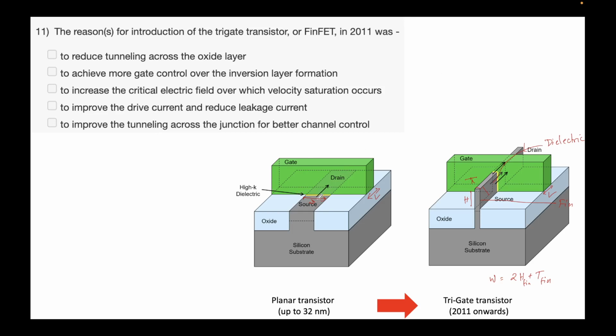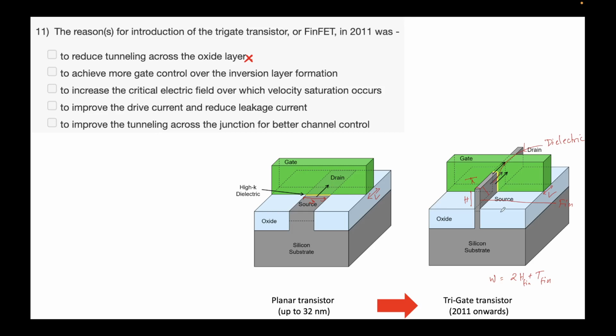So the channel will be formed over here, right? This is the length from source to drain. This is the positive bias, so electrons will be flowing in this direction. A channel is formed underneath this green region, correct? Now what if there were a way... what was the reason for introduction? To reduce tunneling across the oxide layer? No, for this we had used the high K dielectric. The second option was to achieve more gate control over the inversion layer formation.